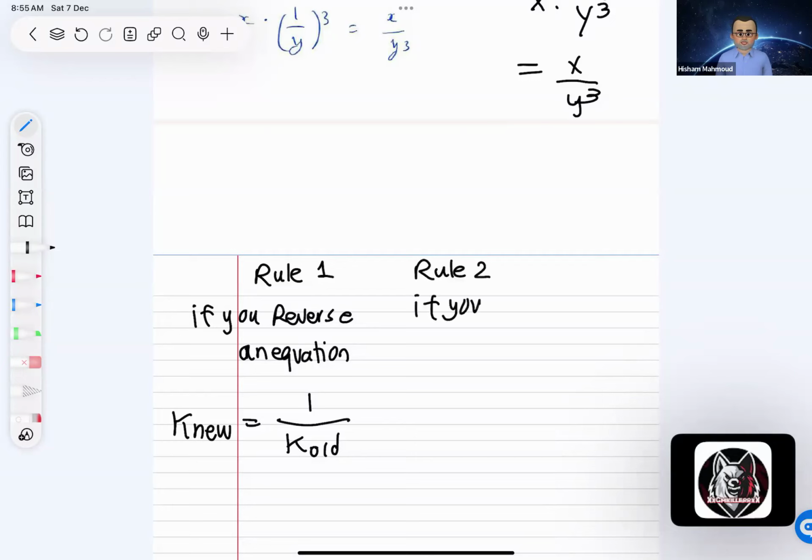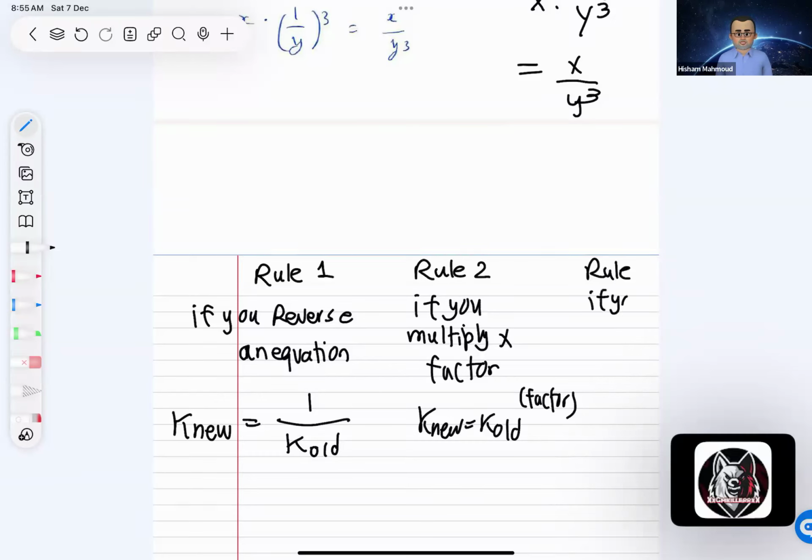If you multiplied an equation by a factor, the K new is equal to what? The K old raised to this factor. And rule 3, if you add 2 equations, the addition will be by multiplying their K equilibrium. So this is K1 and K2, for example. K1 and K2 will be multiplied by each other.